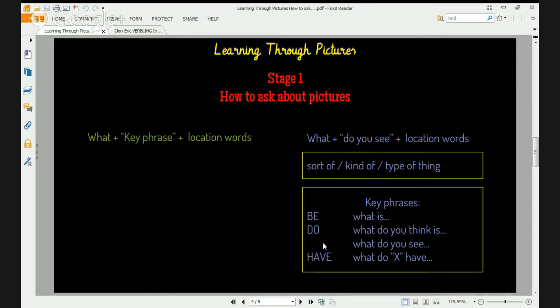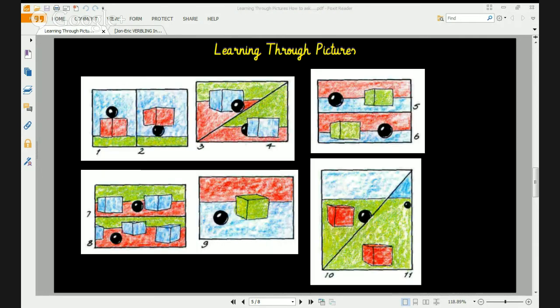Here are some location words. You don't see the words, you see the pictures. In the last class, we reviewed these pictures and we elicited vocabulary.